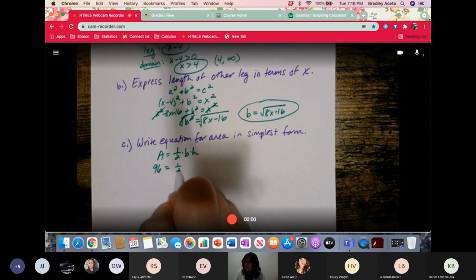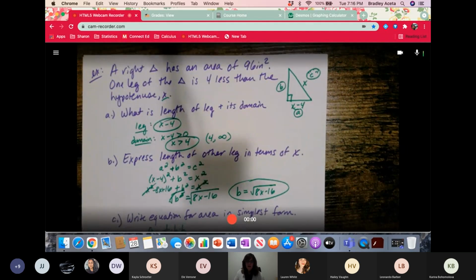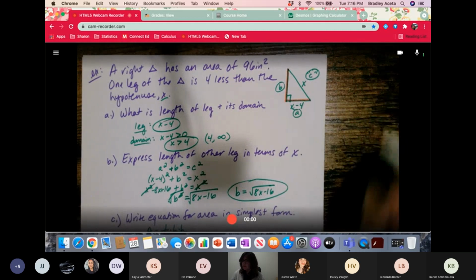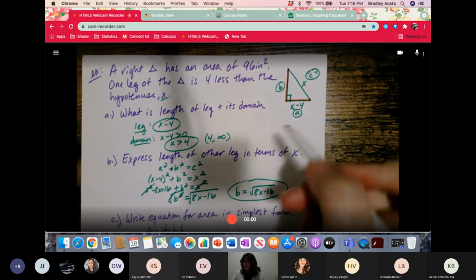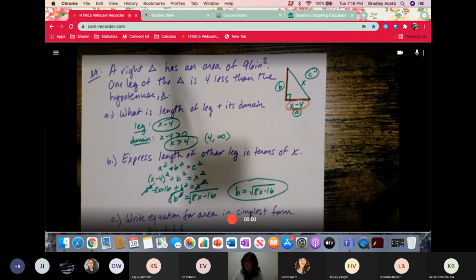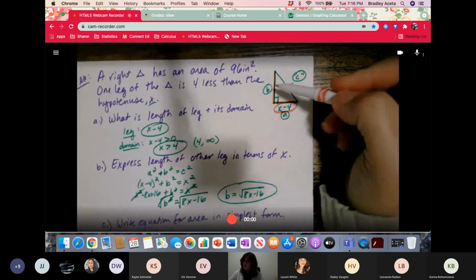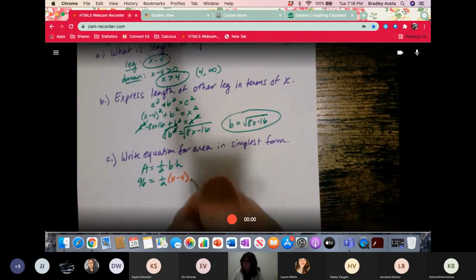1/2 stays 1/2. What's my base and my height? Well, my base and my height of a right triangle have to be the two sides that make the right angle. And it doesn't matter which one you call base. In this case, I'll just call x minus 4 my base. The height, we just found that expression right here: square root of 8x minus 16.